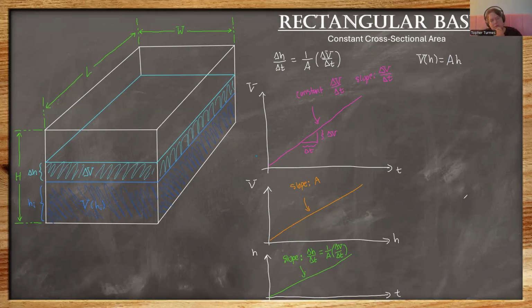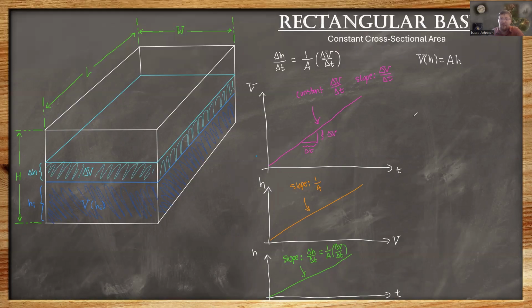Well, you should invert the slope of the V and H graph. It's just multiply it to the slope of the V and T graph. Ooh, good catch. I didn't want to do V to H. I wanted to do H as a function of V. So the slope there would be 1 over A, because height is what we care about, and height is a function of volume. Volume is a function of time.